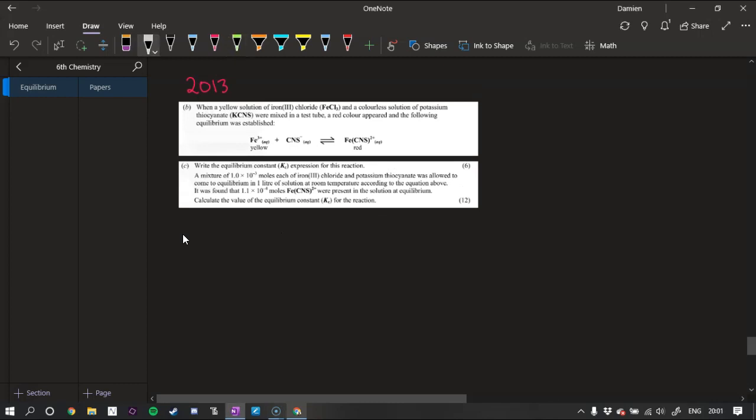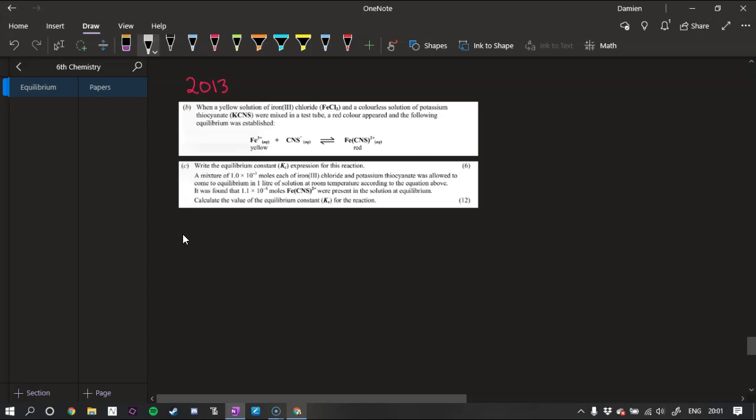Okay, so continuing on with 2013. The question looks initially a bit difficult, but it's actually not too bad. We've got iron 3 plus ions and they're reacting with CNS. So your CNS is the part of a thiocyanate. In this case, it's potassium thiocyanate, and that's reacting to give this iron thiocyanate.